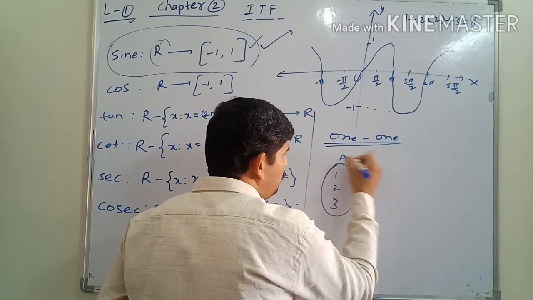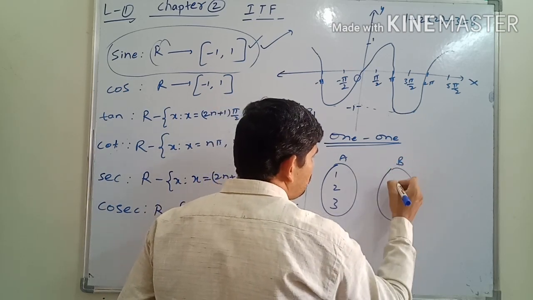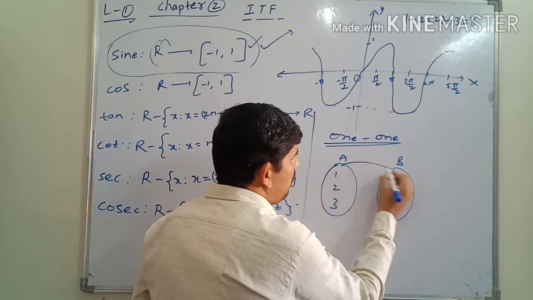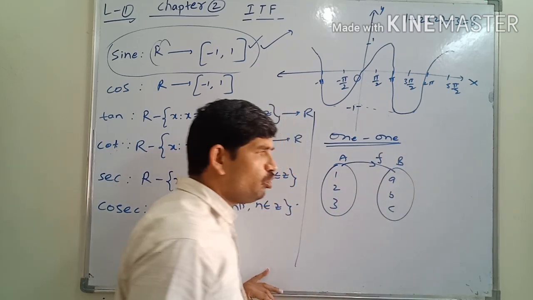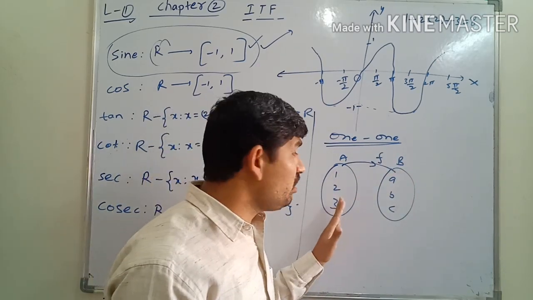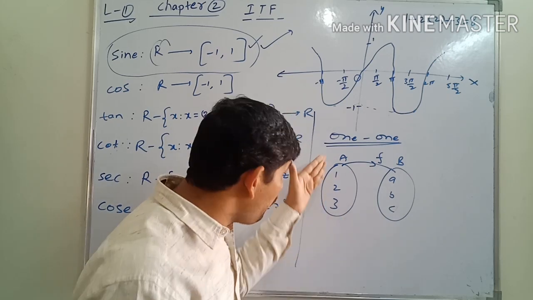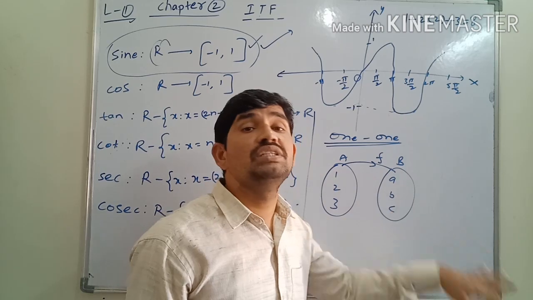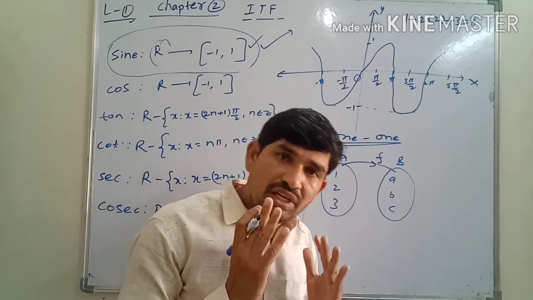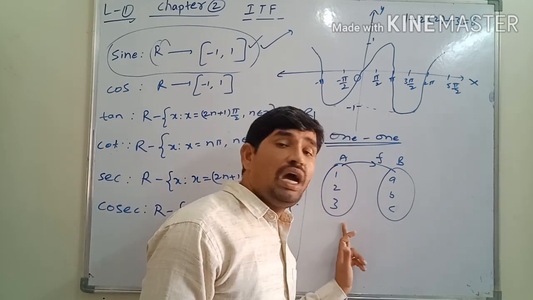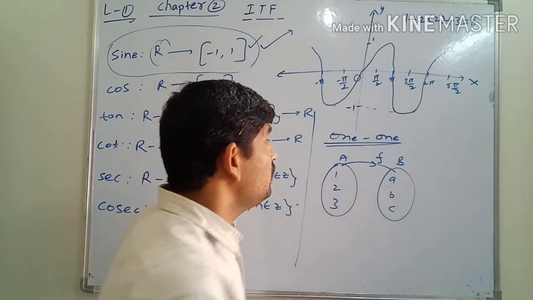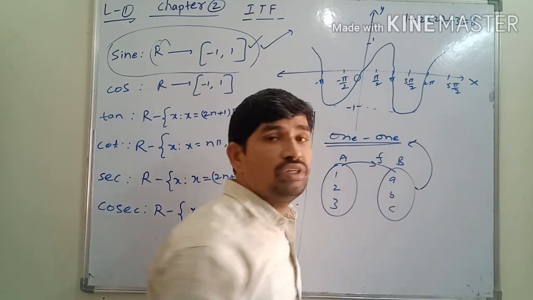Suppose set A contains the elements 1 to 3 and B contains the elements A, B, C. Now I will write a function from A to B. Every element, or simply we can say different elements in set A, having different images in set B, then we can say the function is a one-one function.